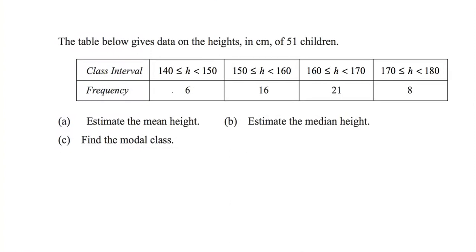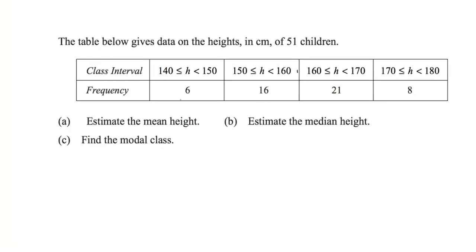We can just say that we have 6 children, for example, that have a height between 140 and 150 centimeters. And for example, we have maybe 21 children who have a height that falls between 160 and 170 centimeters. So we don't really know exactly what the heights are. So we're not going to be able to find the mean or any other average, but we will be able to estimate it. So if we're doing an estimate, then we need to make some presumptions.